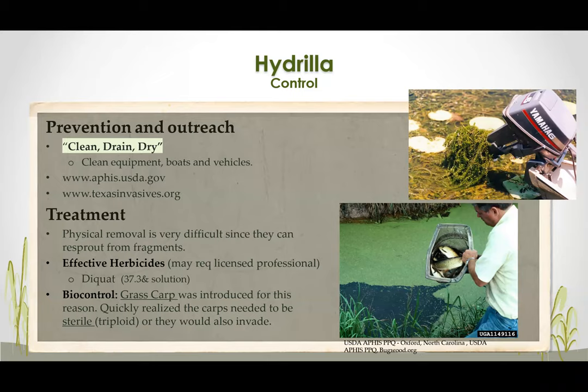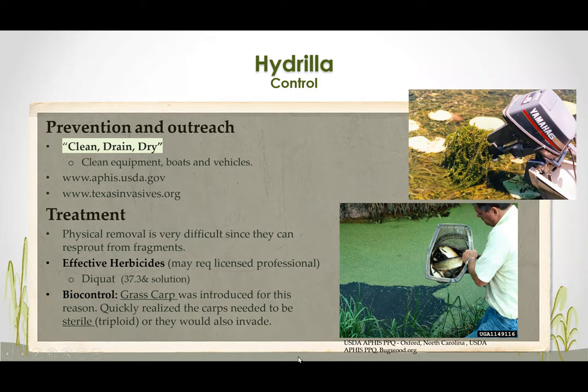However, that was also a learning point for invasive species management, because unfortunately they were introducing diploid or sexually reproductive grass carp into these environments. And grass carp were having a field day. They're eating up all the hydrilla, they're getting happy and fat, and they're reproducing. And then unfortunately they're reproducing at a faster rate than the native species that have been suffering or are no longer there because of the hydrilla. These grass carp started taking over the aquatic environments. So, lesson has been learned.